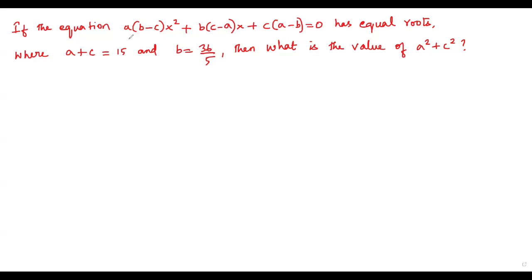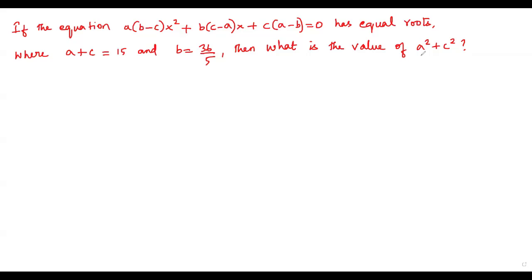Okay, here we have a quadratic equation, and this quadratic equation has equal roots. Usually we have two roots for a quadratic equation. According to the question, both the roots are equal. And also we can consider the other information in the question, that is a + c = 15 and b = 36/5. So now our aim is to find the value of the expression a² + c².